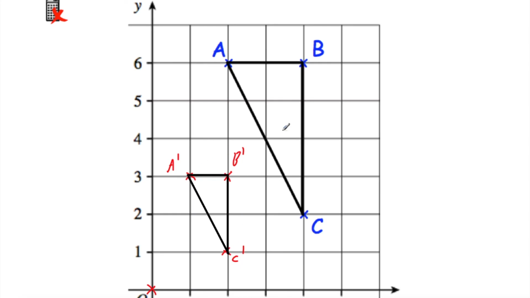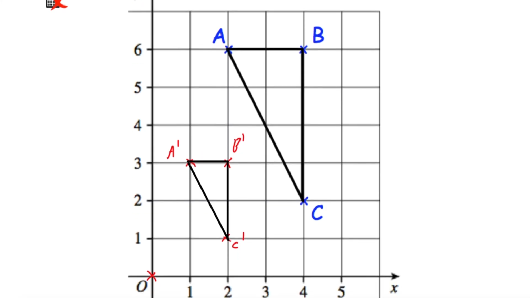And that's it. So we've enlarged this triangle ABC by scale factor of 1/2. So that means that all the sides are now half the size. So the top of it was 2, it's now 1. The height of it was 4, it's now 2, and so on. And it's half as far away from the center of enlargement. So this is where it would be. And that's it. Okay, let's look at our next question.